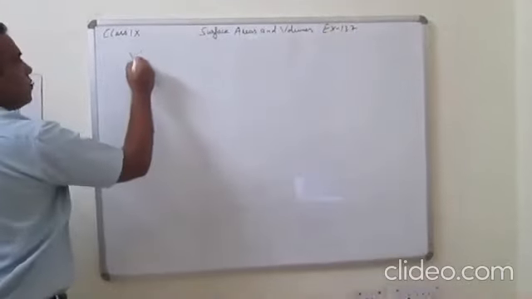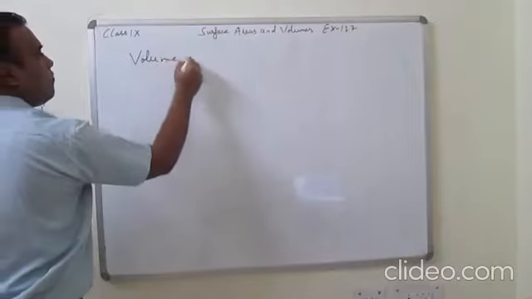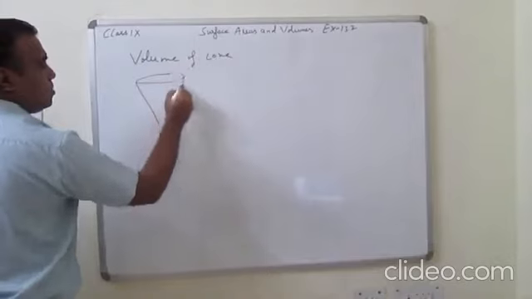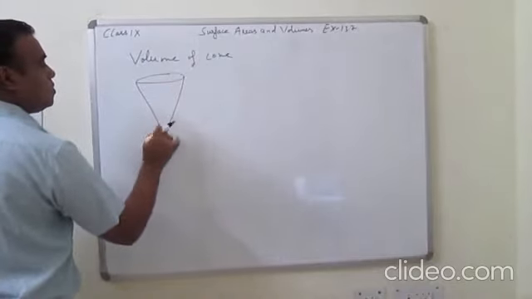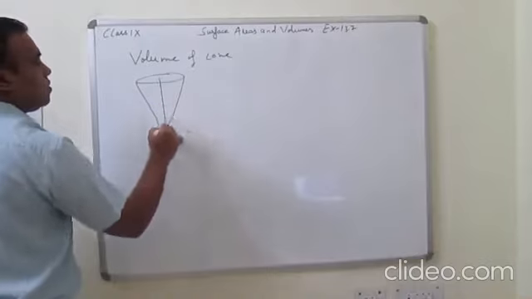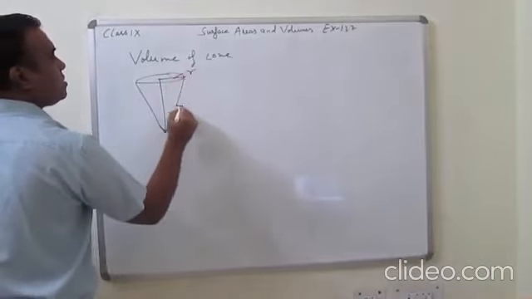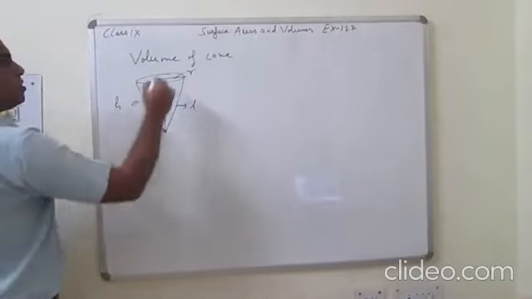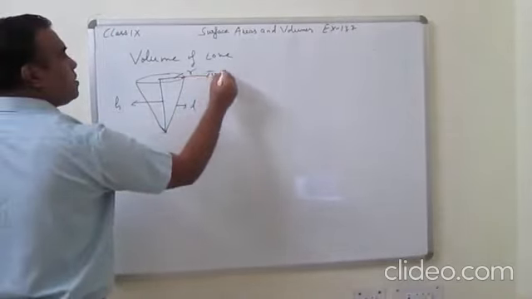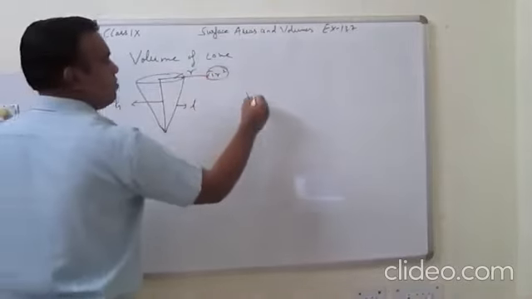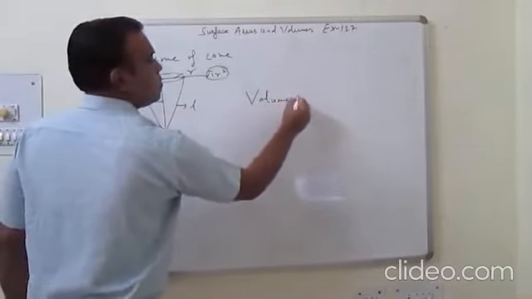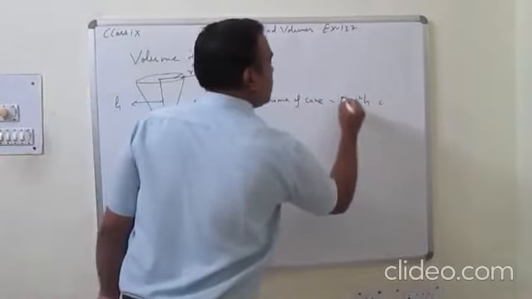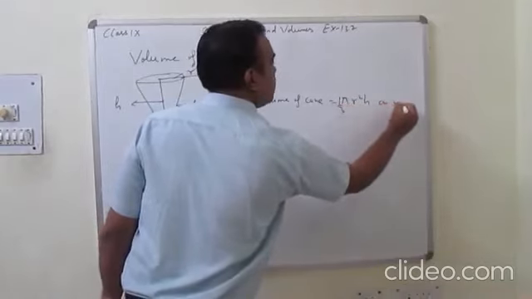13.7. Today we will start volume of cone. So this is a right circular cone of radius r. This is slant height and this is height. So this is base area pi r square and this is height. So volume of cone is equal to 1/3 pi r square h cubic unit.